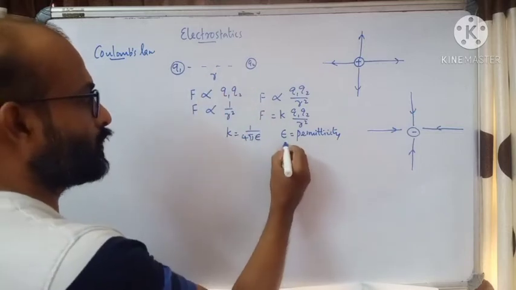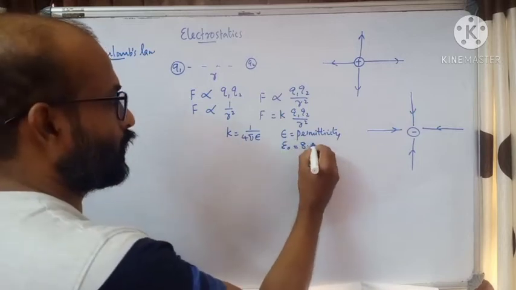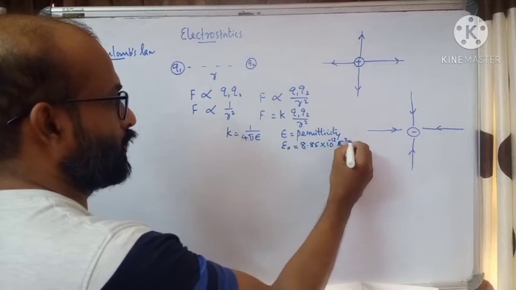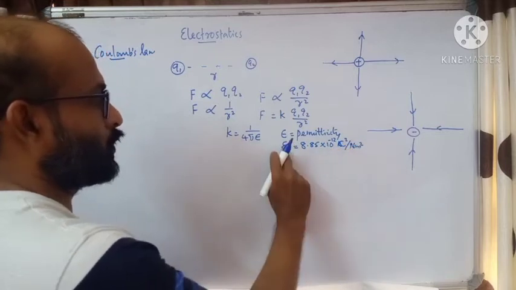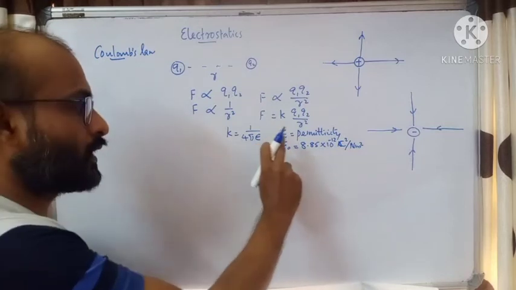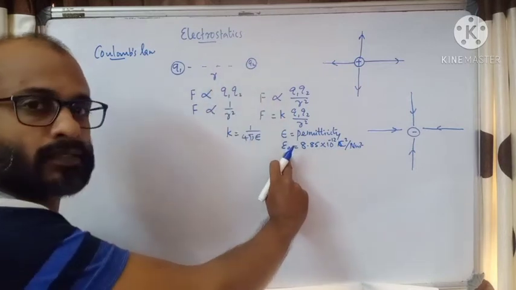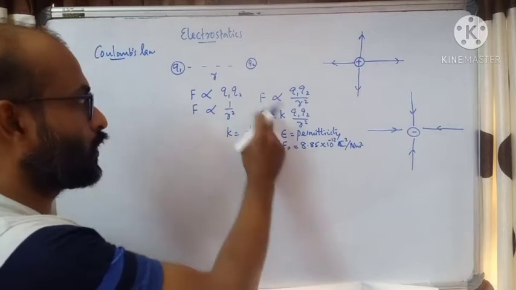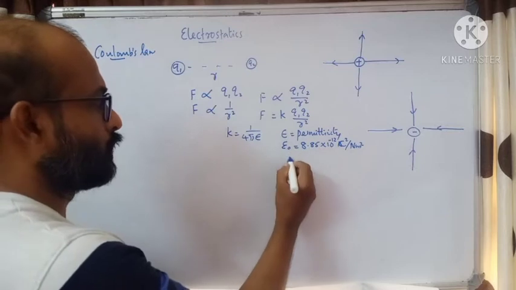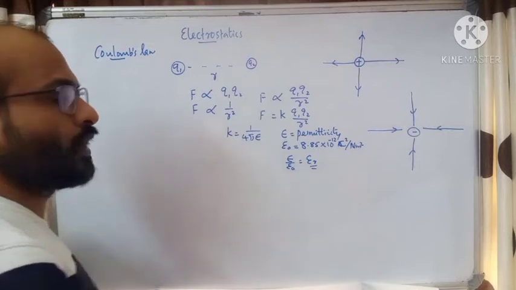If we have vacuum between the charges, it has a value called the permittivity of vacuum, epsilon 0. It has a constant value of 8.85 into 10 raised to minus 12 Coulomb square per Newton meter square. This is the unit of permittivity of vacuum. For any other medium, epsilon is the permittivity of the medium. The ratio epsilon by epsilon 0 is called the relative permittivity, epsilon r.